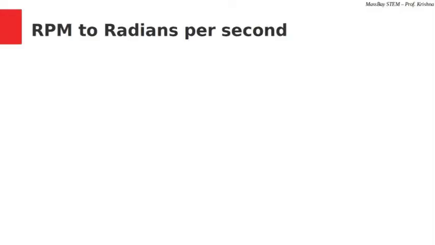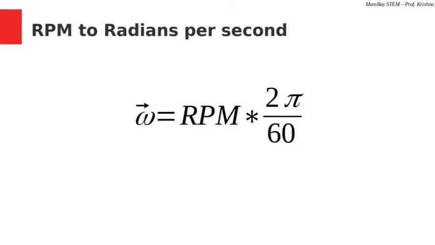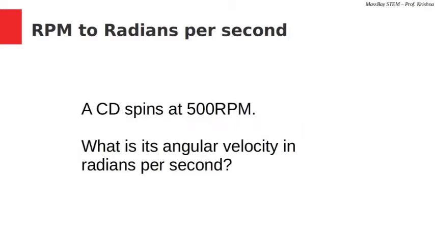Sometimes you will be told the angular velocity in revolutions per minute. In these cases, you need to convert to radians per second before you can solve the question. Fortunately, the conversion is quite easy. If you're given the angular velocity in revolutions per minute, RPMs, you just need to multiply by 2 pi over 60 to get the number of radians per second. That conversion factor should make sense. There are 2 pi or 6.28 radians in a full revolution of 360 degrees, and there are 60 seconds in a minute. Consider this question.